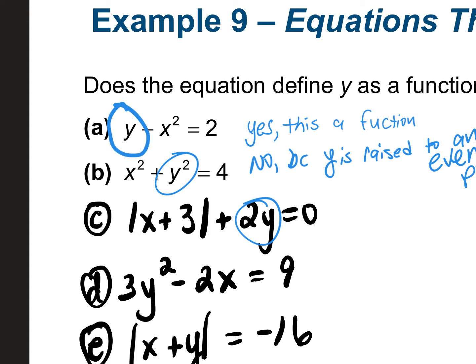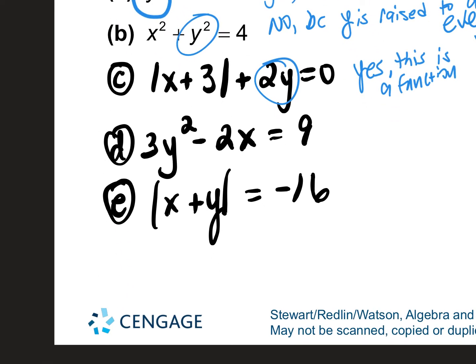No. Is y inside of an absolute value? No. So you would say, yes, this is a function. Any questions? Anyone have any questions? All right, look at D.